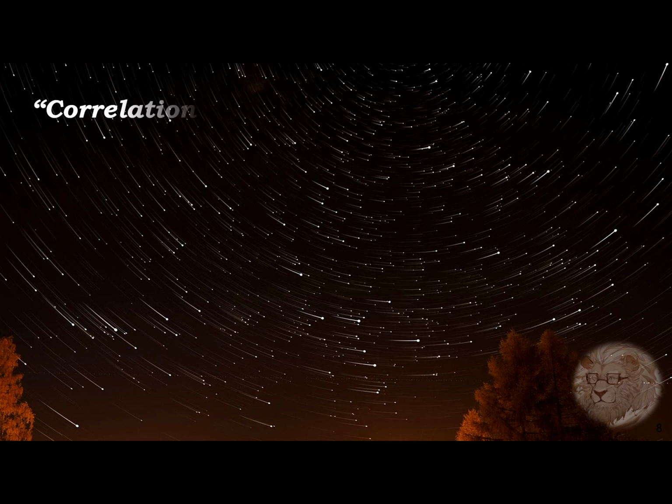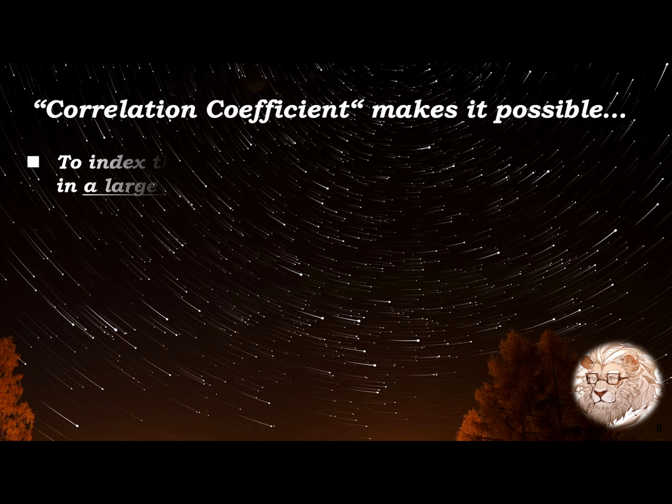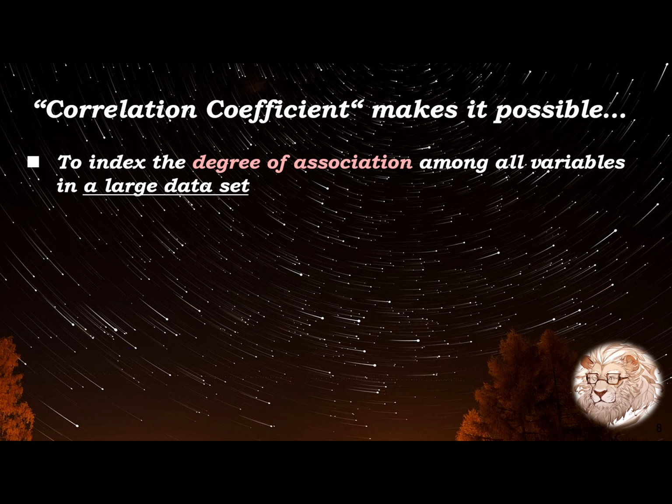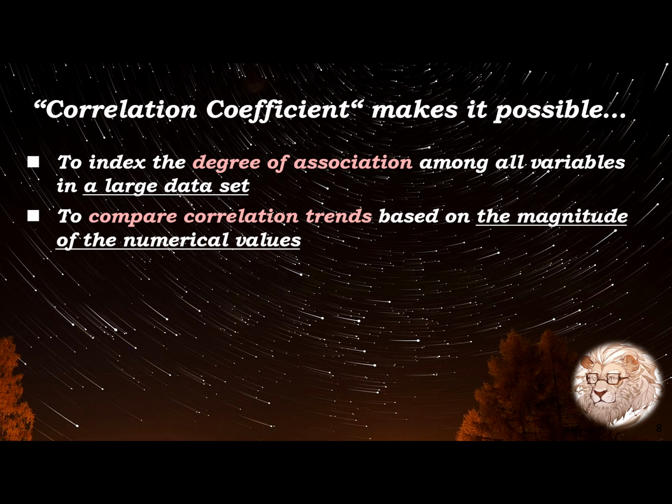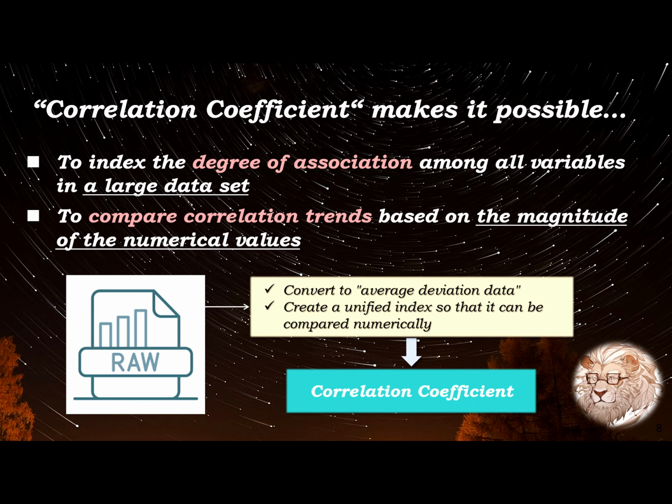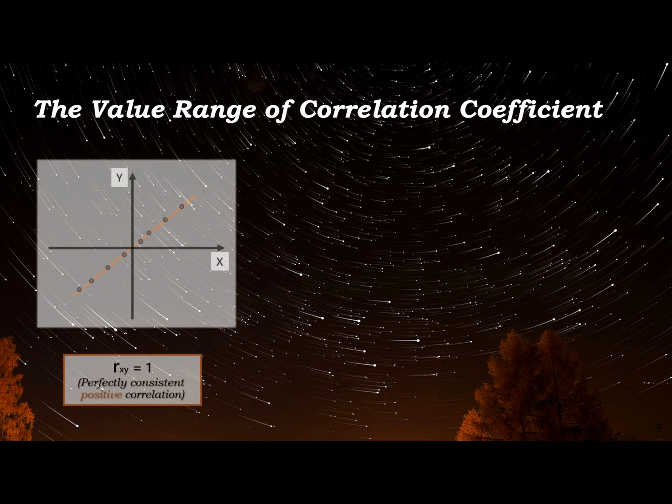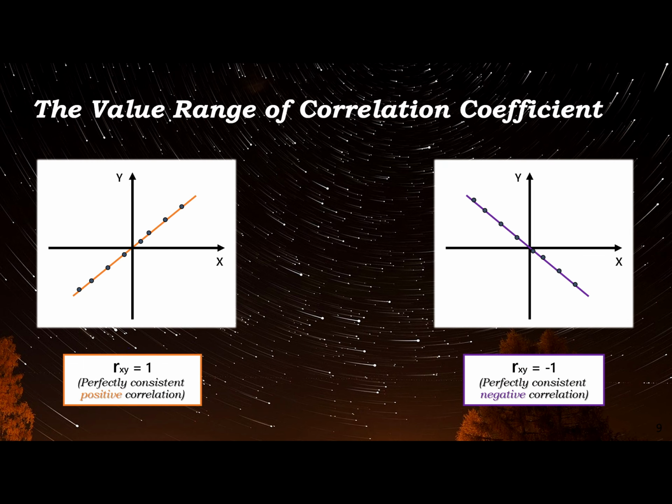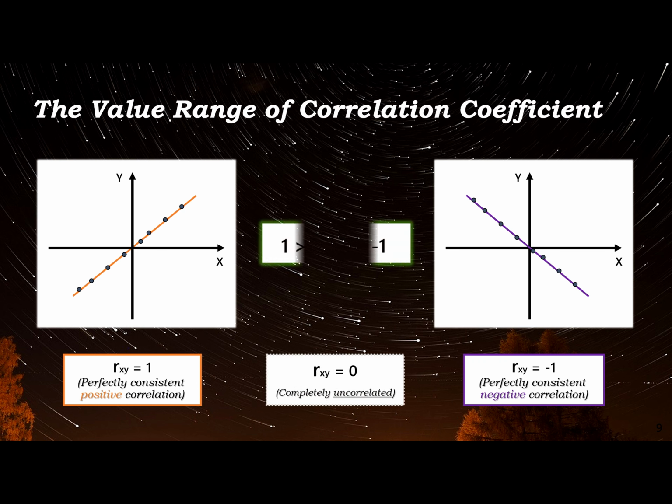In sum, the correlation coefficient makes it possible to index the degree of associations among all variables in a large dataset by converting them to average deviation data. Also, it helps us identify such trends of associations by creating numerical coefficient values. The value of correlation coefficient ranges from -1 to +1, which means that the highest absolute value is 1.0. On the other hand, the lowest value becomes 0, meaning that the variables are completely uncorrelated.